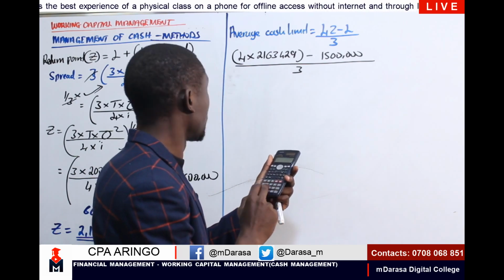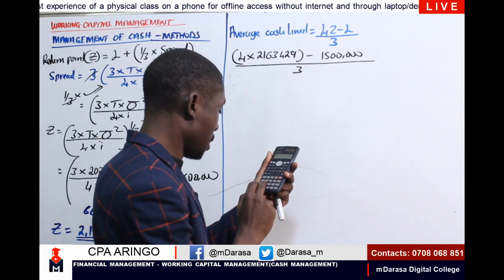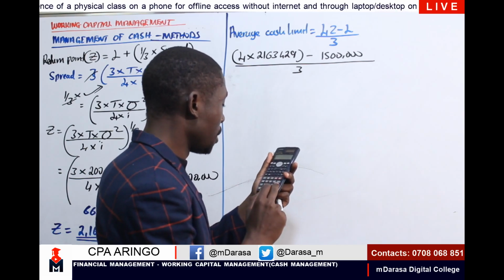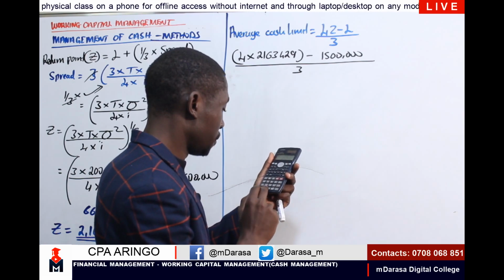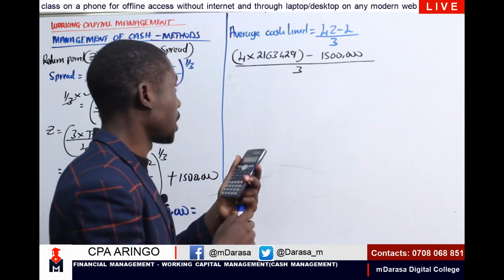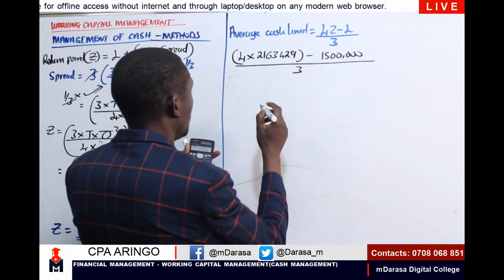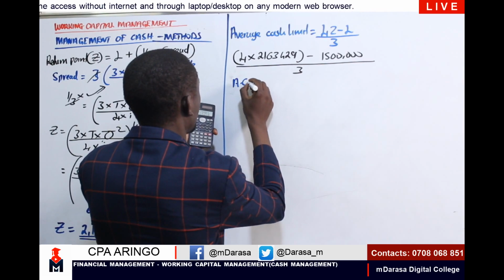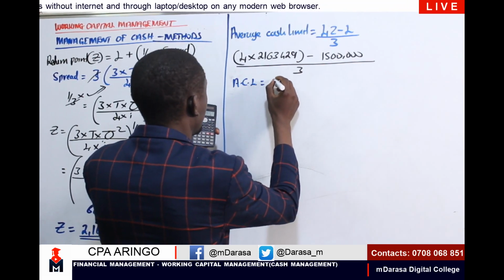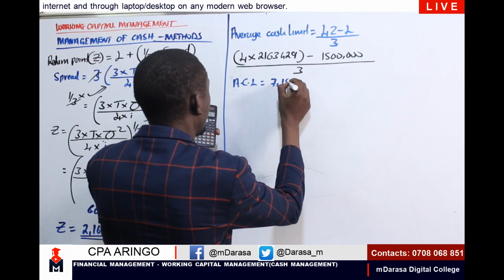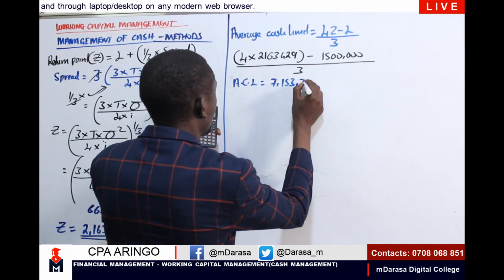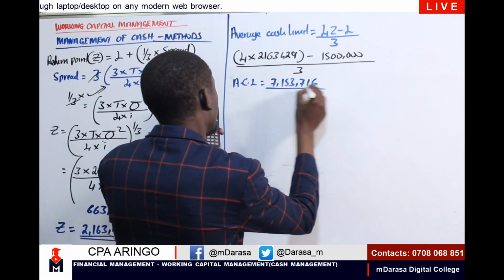I'm having 4 times 2163429 minus 1.5. So in this case, we can agree and say that we should be talking of how much? We should be talking of our average cash limit, or average cash balance. I'm getting 7,153,716. Kindly you can confirm.